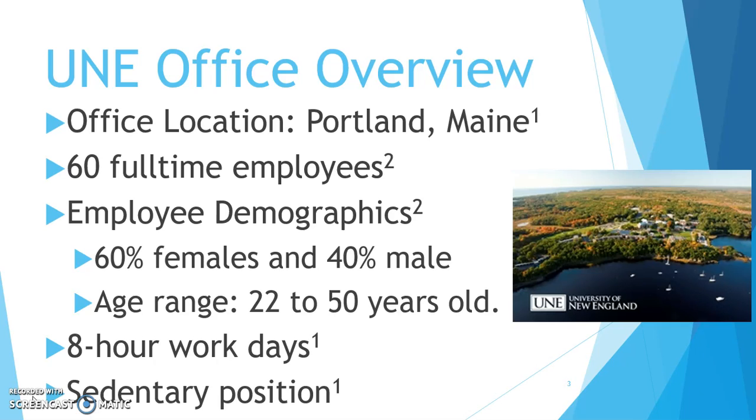The University of New England online office is located on the university campus in Portland, Maine. There are about 60 full-time employees, with the demographics being 60% of employees are female and 40% are male. The age range for office employees is from 22 to 50 years old, and the office employees work an 8-hour workday and spend most of their day in a sedentary position.